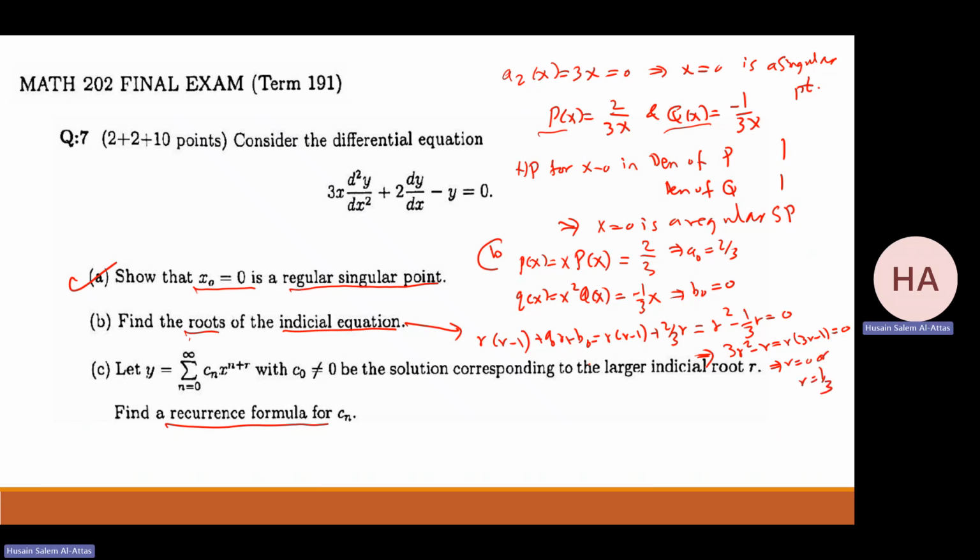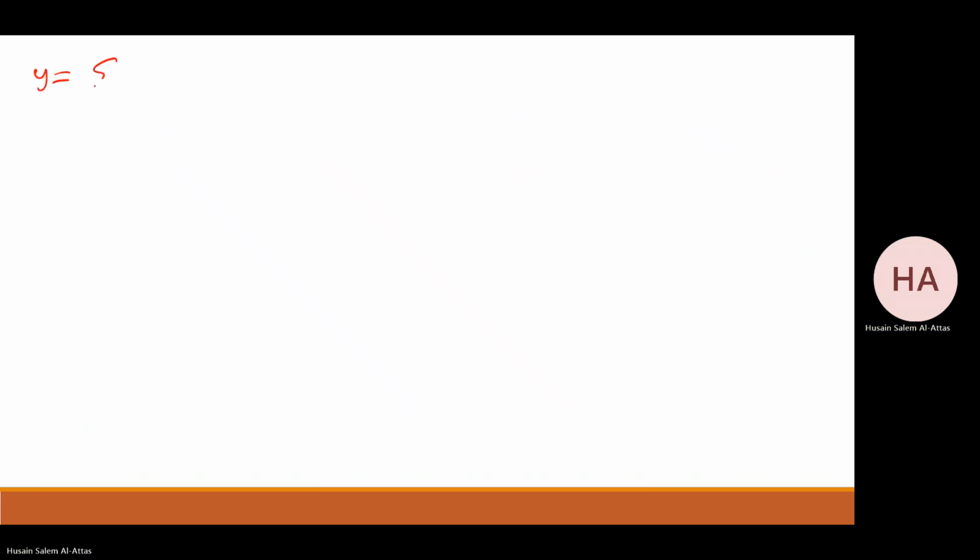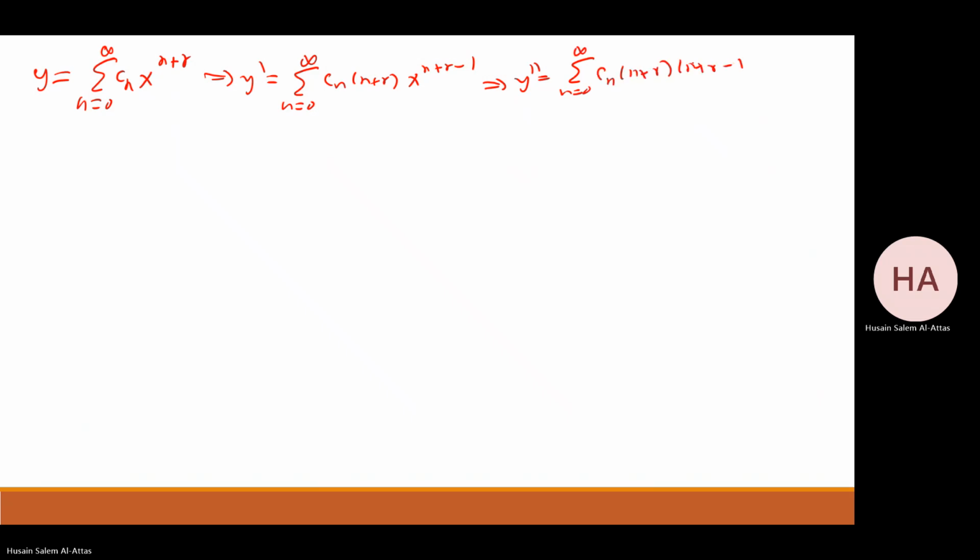You want me to find the recurrence relation with the larger indicial root, which is r equal 1 over 3 in this case. Okay, now I need to find the recurrence relation for this c_n. Okay, so I have y, sum of c_n x to the power n plus r, y prime, y double prime.